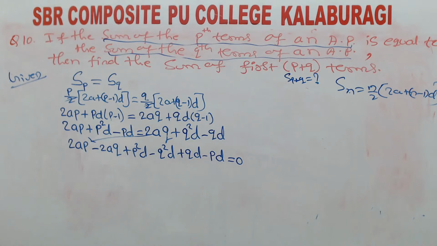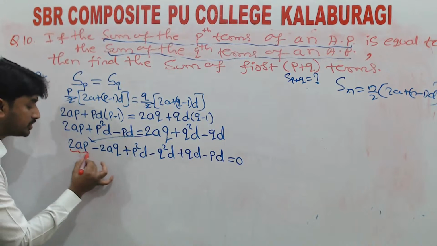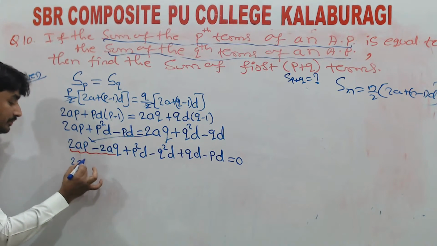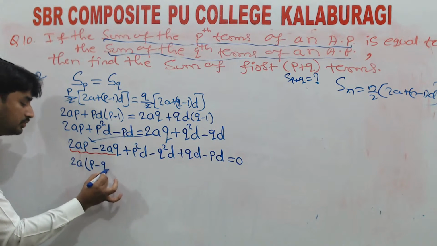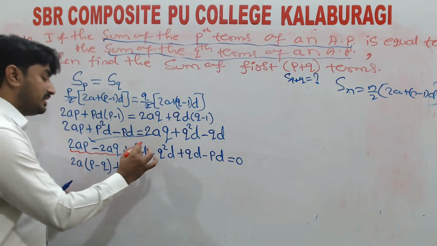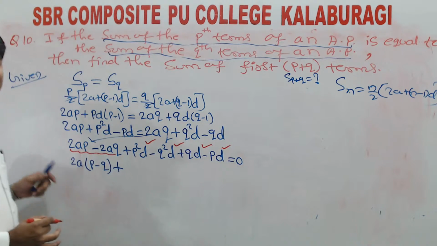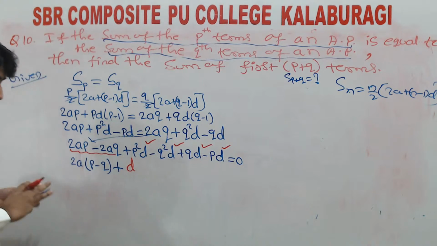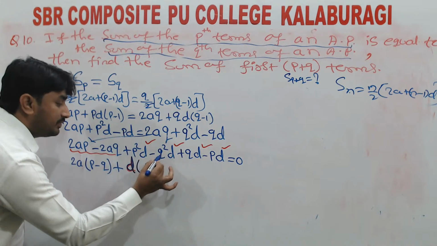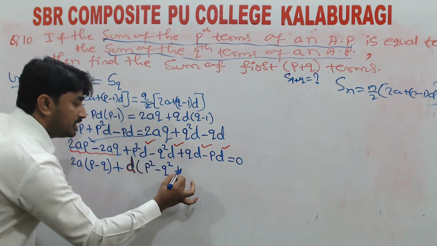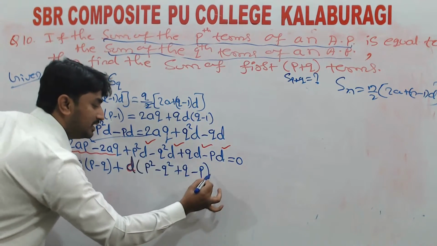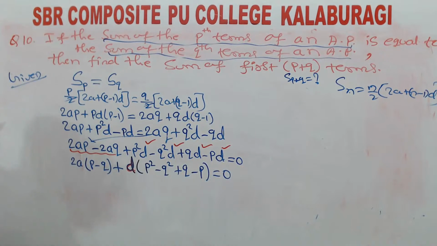The first two terms contain 2a as common, so I am taking 2a common. What remains is p minus q. The remaining terms contain d, the common difference, as common. Therefore I am writing d as the common term. What remains is p square, minus q square, plus d taken as common with q left, and d taken as common with minus p left, is equal to 0.